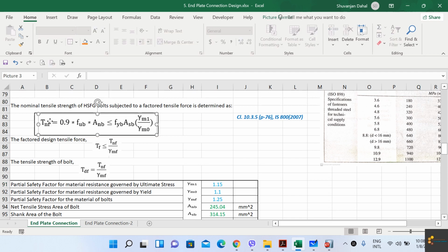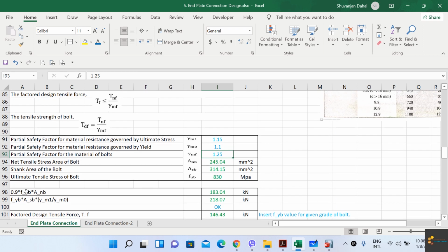And after finding this net nominal tensile strength, we should always make sure that the factored design tensile force, that is the tensile force that is coming onto our bolts, should be less than or equal to, that means the maximum value of our tensile force can be this TNF by gamma MF. Gamma MF is the partial safety factor for the material of bolt, which is 1.25, or it should be less than this value here.